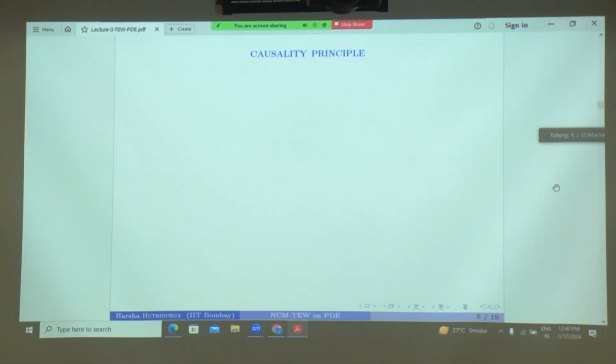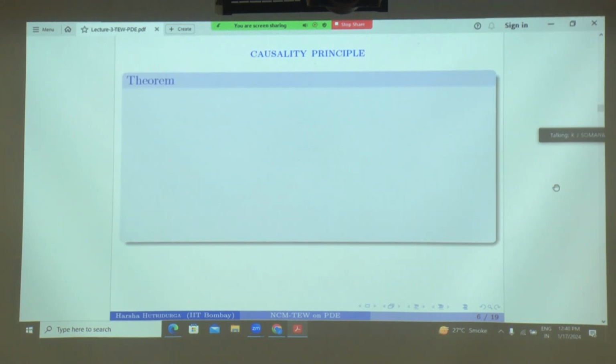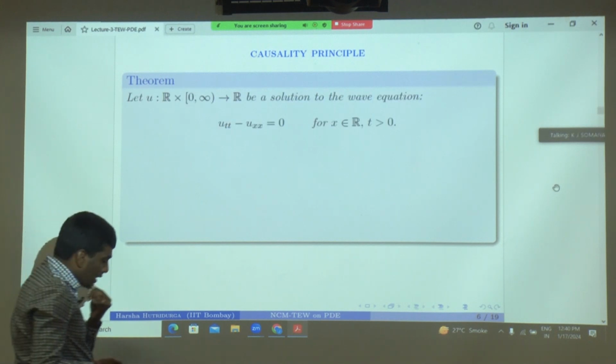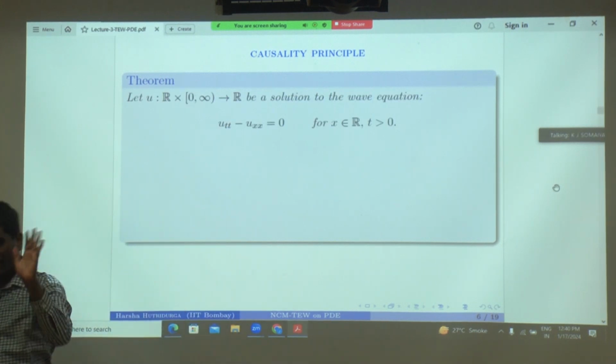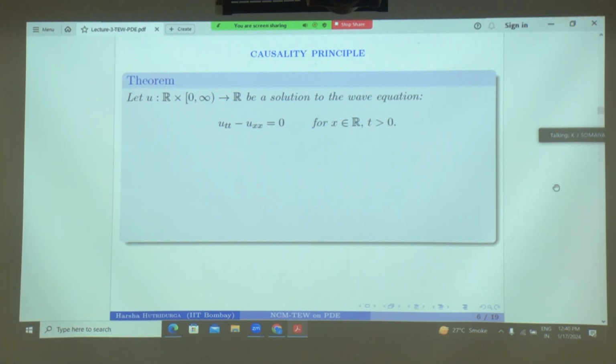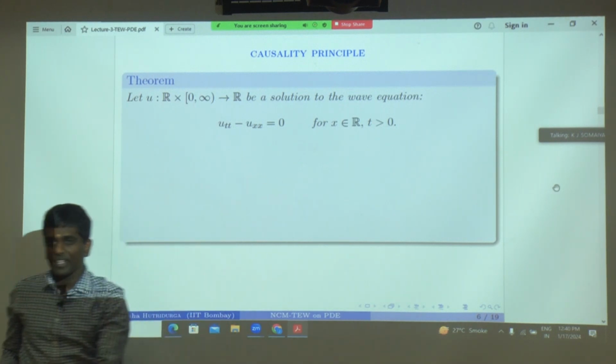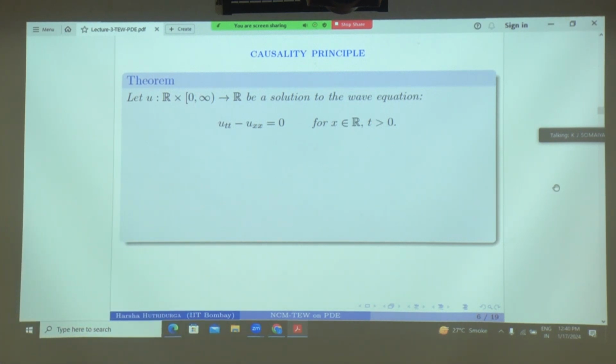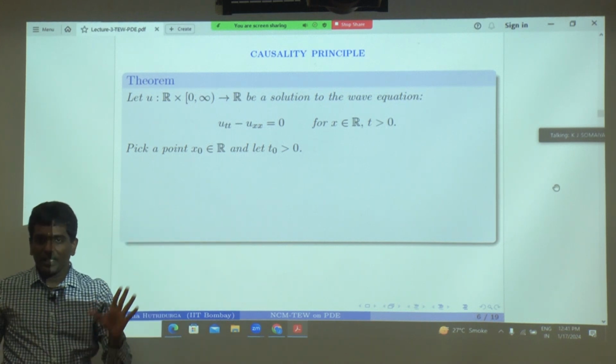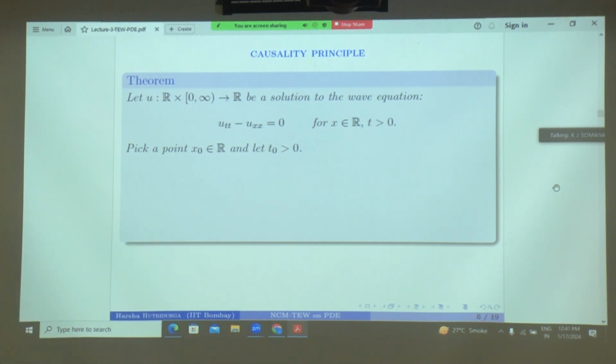This is a very famous principle associated with the wave equation. It is known as the causality principle, and it says the following. Suppose there is a solution to this wave equation. Suppose somebody tells you there is a function u of x and t such that it solves this wave equation for every x in R and for every t positive. Now, pick any point x naught in R and any t naught positive, so that you can talk about this triangle.